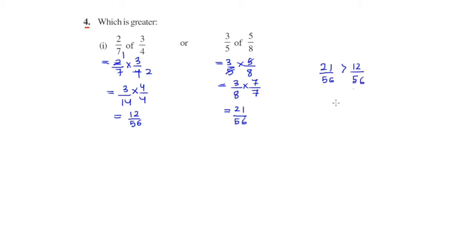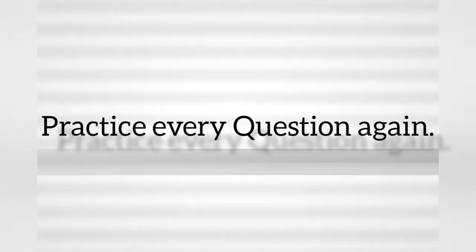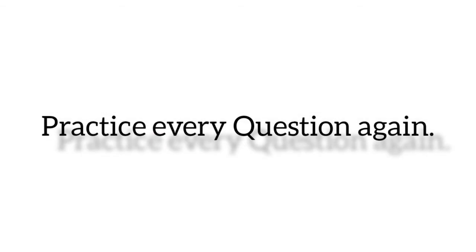Now 21 over 56 is 3 over 5 of 5 over 8. So we can easily say that this part is greater than the previous part. So we'll say 3 over 5 of 5 over 8 is greater. Clear? So in this way we will solve this type of questions. Okay? So practice this type of questions more for your better understanding.